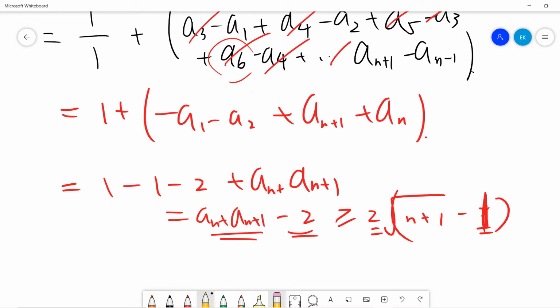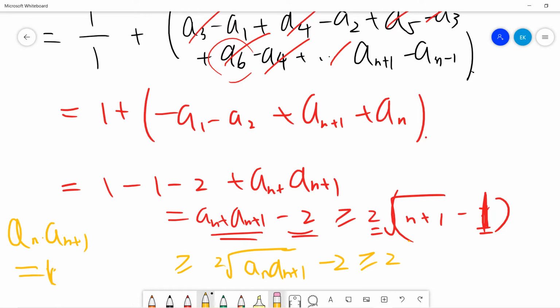So we can use the arithmetic geometric inequality. If you don't know how to prove it, we can show it in another video. I will give you guys a link. So this guy will be greater than this, minus 2, which is greater than 2 square root of n plus 1 minus 2. And don't forget there is a recursion formula for this, right? This is a starting point. So this is the square root of 1 plus 1 minus 1.